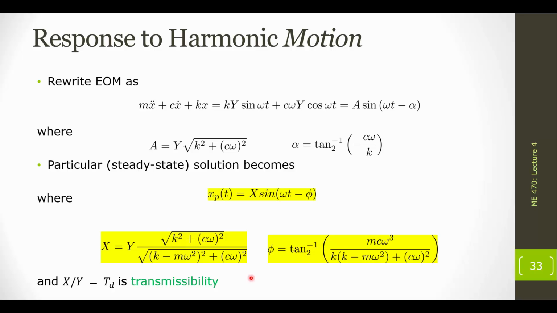Really, the transmissibility is just a special form of the magnitude that we were looking at before, the ratio of the output amplitude to the input amplitude. But in previous times where our input was a force directly, then that magnitude was a displacement divided by a force. Here, our output is going to be a displacement and our input is also a displacement. So because the types of input and output match, we can call that the transmissibility.